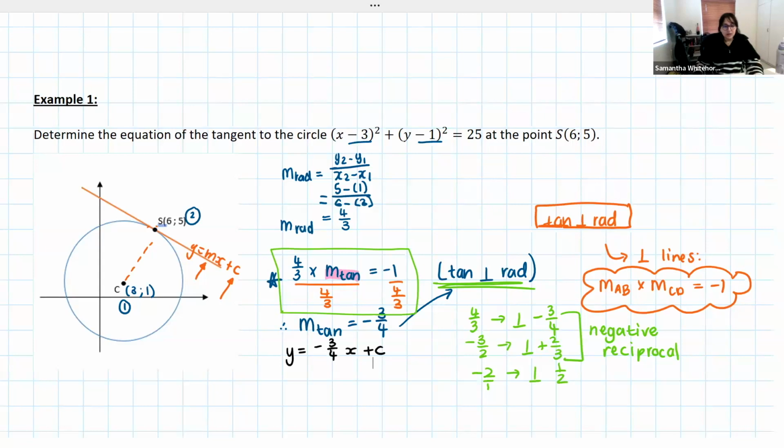So now we go and substitute in point S. Can one of you or any of you tell me why S specifically? Why am I not subbing in, say, for example, point C? So why must it be S?